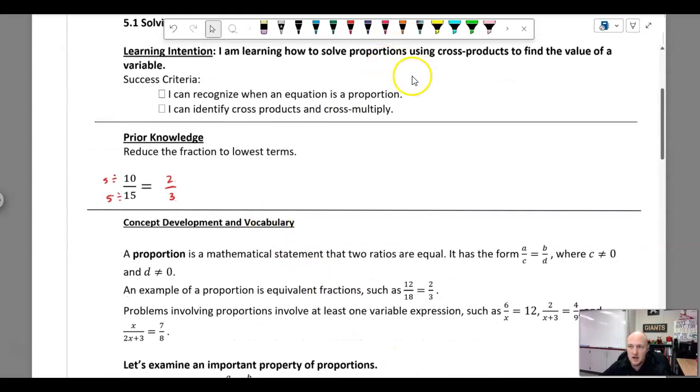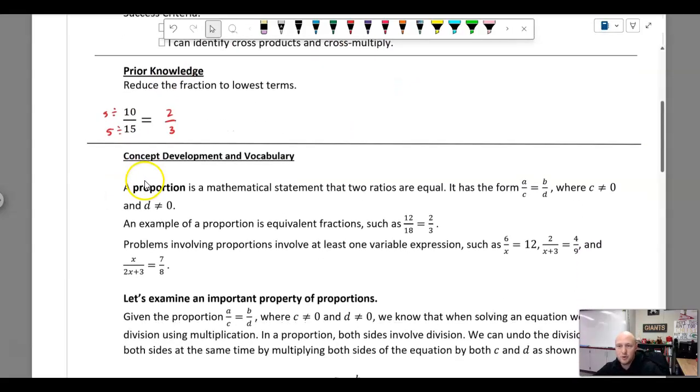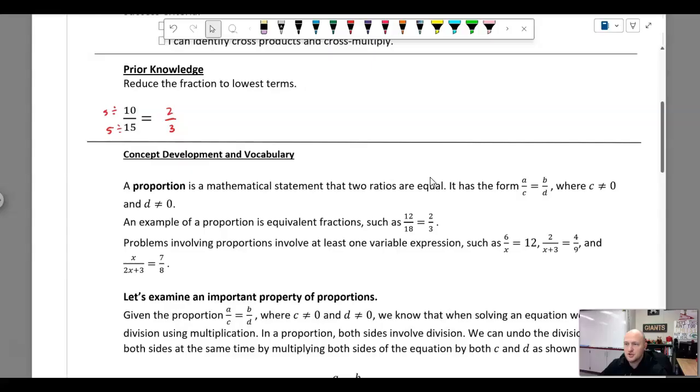But keeping that idea of a proportion. Hint, that's a proportion. A proportion is a mathematical statement that two ratios are equal. It has the form A over C is equal to B over D. So here is what a proportion looks like. And it's very important that your denominators are not 0.